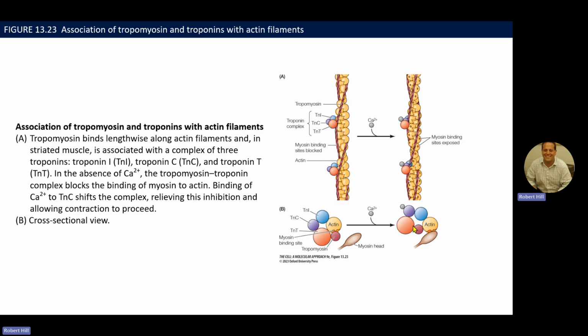Right? You can see the cross-sectional view that shows how the exposure enables actin-myosin interactions to proceed. Very elegant system and also extremely well understood. All of these proteins have been crystallized. This is one of the mechanisms of human physiology that we really know everything about. It's pretty remarkable.